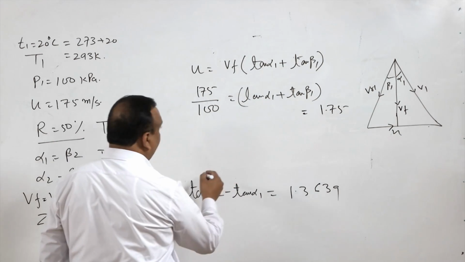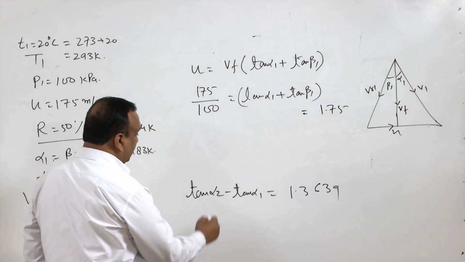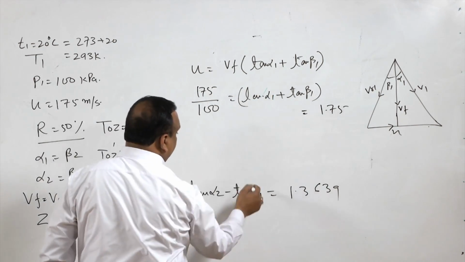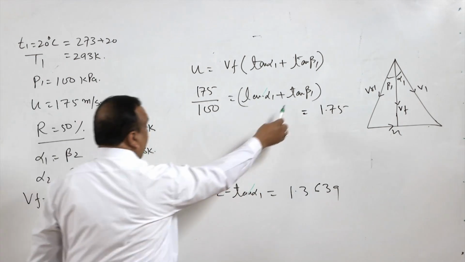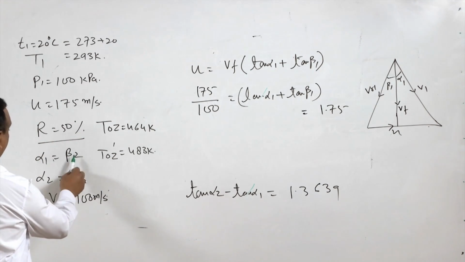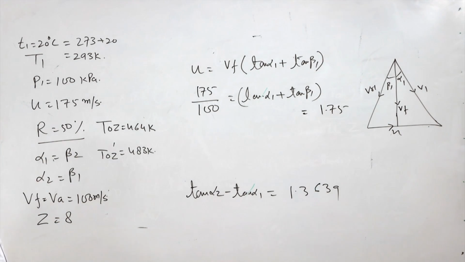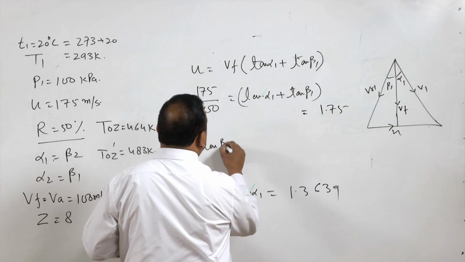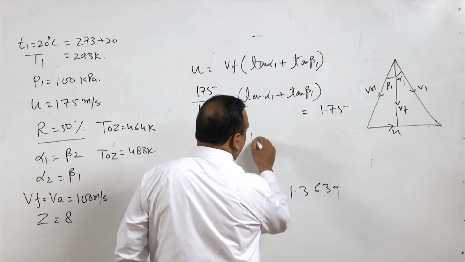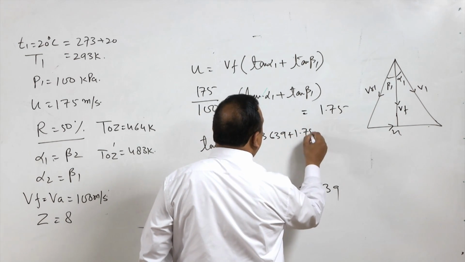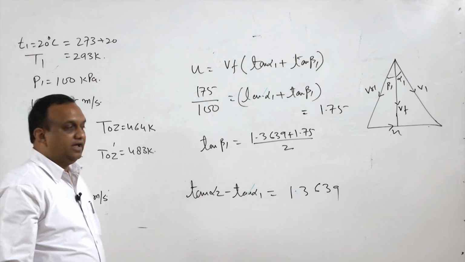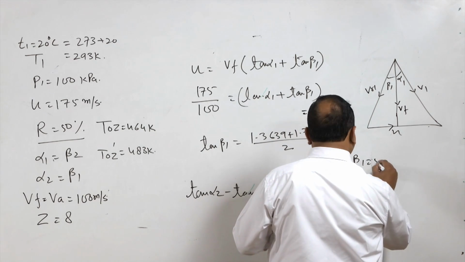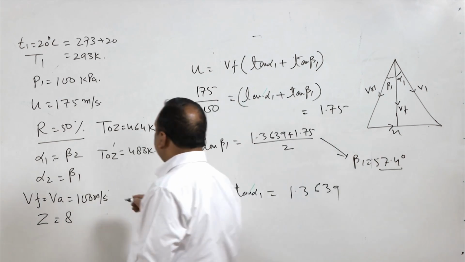Now add these two. If you add these two, tan alpha 1 will cancel out, and we get tan beta 1 plus tan alpha 2. Since beta 1 is equal to alpha 2, we can say that tan beta 1 is equal to 1.3639 plus 1.75 divided by 2. From here we get the value of beta 1, which is 57.4 degrees.